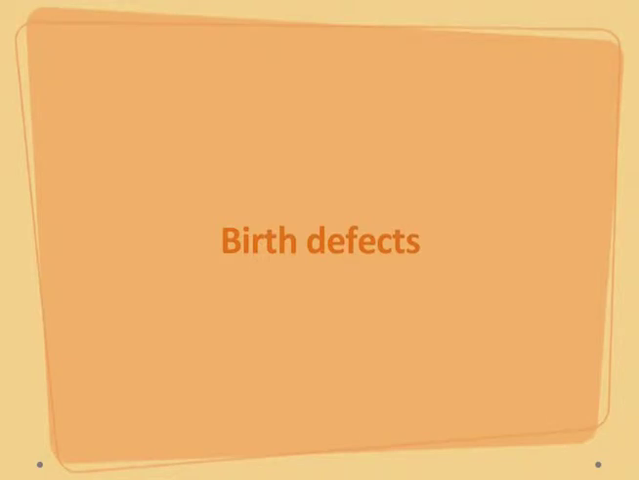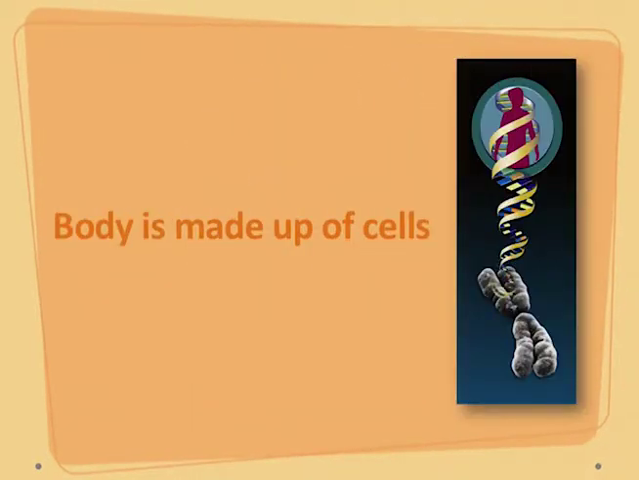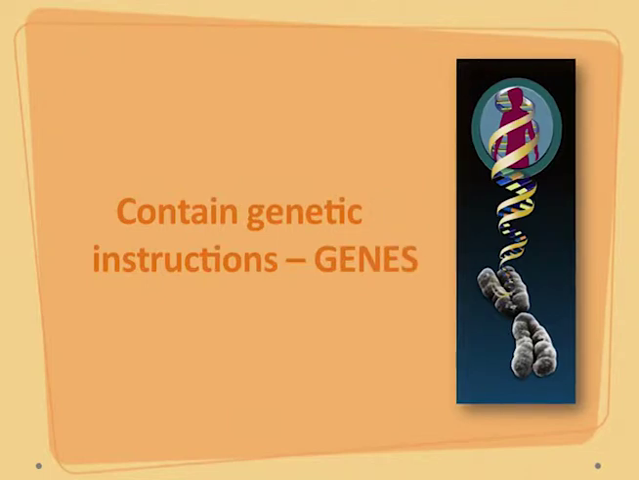Birth defects can be caused by many different factors, including chromosome abnormalities. To understand what is a chromosome abnormality, we will first review chromosomes. The human body is made up of trillions of cells. Each cell contains 46 chromosomes. Chromosomes contain genetic instructions called genes that tell our bodies how to develop and function.